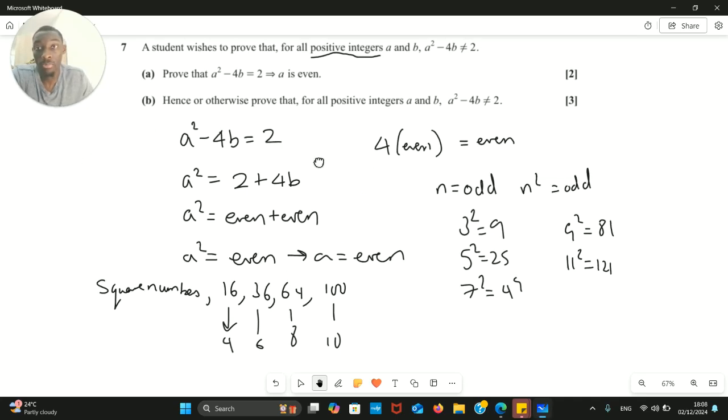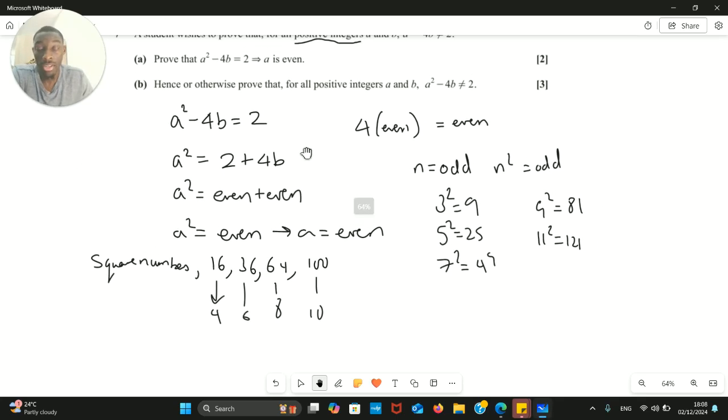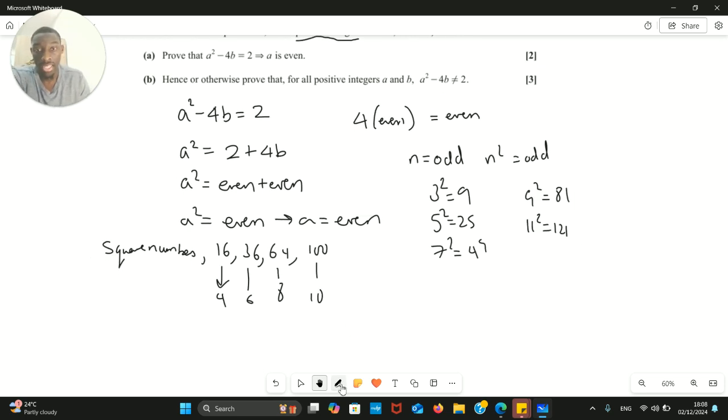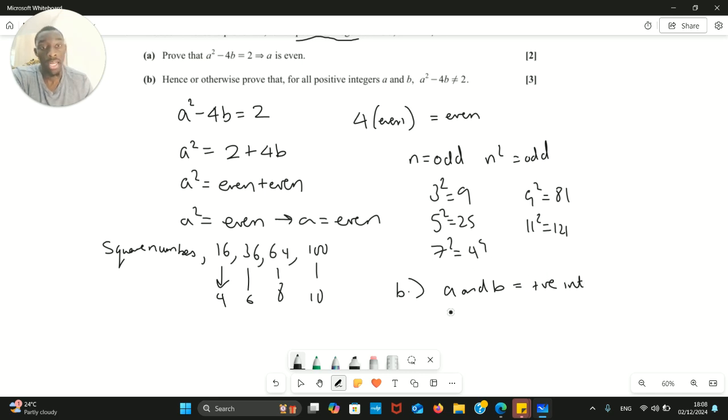So now let's look into this final part, 7b. It says, hence or otherwise, prove that for all positive integers a and b, a squared minus 4b is not equal to 2. Because it's saying hence, let's just use what we worked out and continue. So we want to prove that for all positive integers a and b, a squared minus 4b is not equal to 2. So a is going to be even. It has to be even.